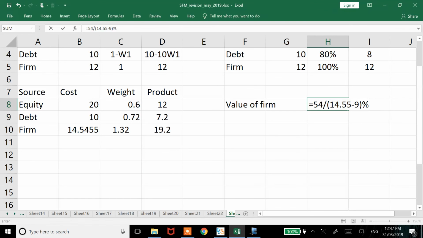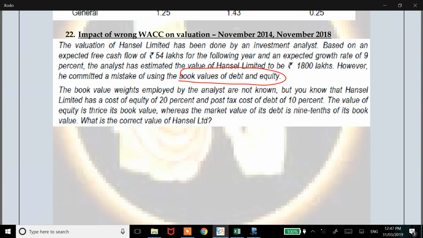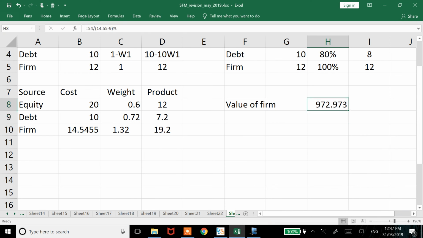Yeah, the growth is already considered. They've said the expected cash flow of next year, for the following year. Growth is already included. It also depends. Sometimes they say the cash flow. Yeah, more or less the word expected takes care.